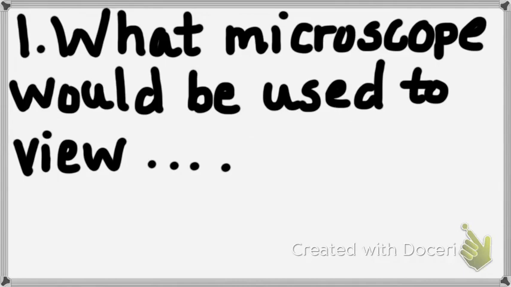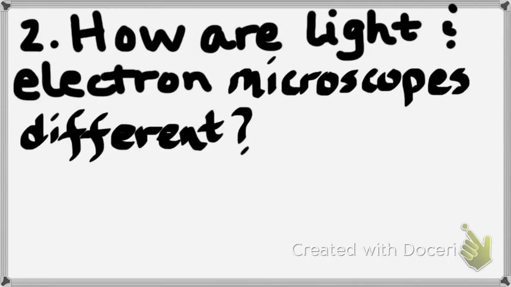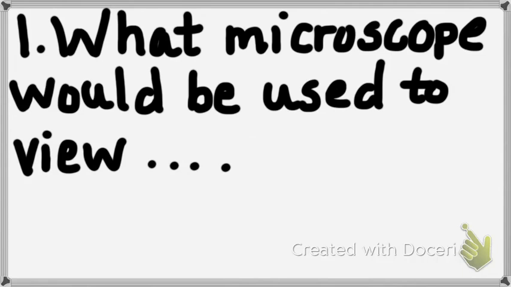Okay, what kind of microscope would be used to view? Let's take a look at that. Page 14, if you just wanted to look at, let's say, your cheek cells, then you would just use a compound light microscope. But what if you wanted to see the ribosomes in your cheek cells? Does everybody agree that your cheek cells have ribosomes? How do you know your cheek cells have ribosomes? Because all cells do. Good job.